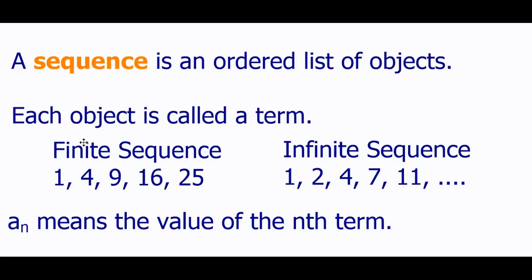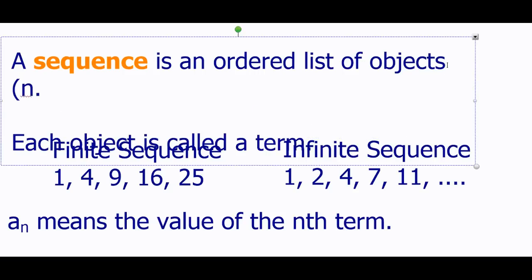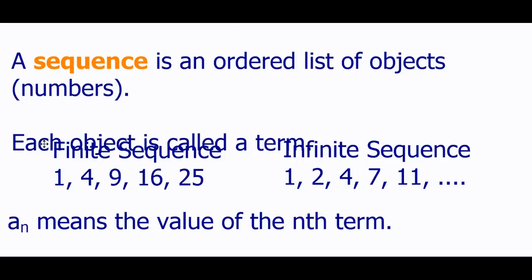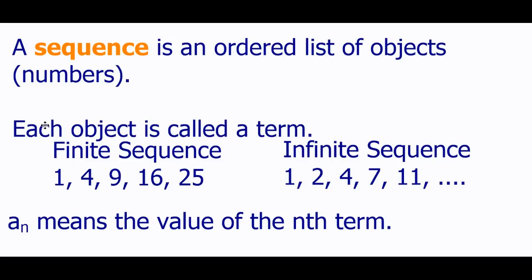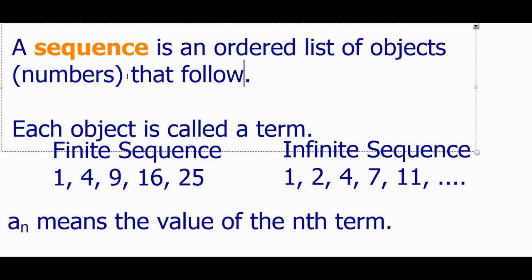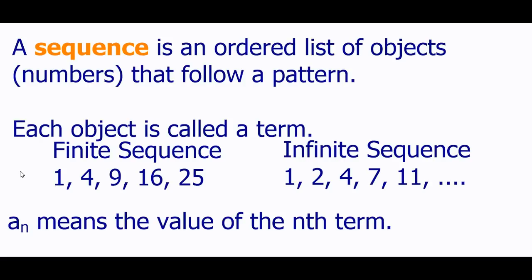So first of all, we want to define a sequence. A sequence is an ordered list of objects, and by objects here, we mean numbers. What's really important is that these objects follow a pattern of some sort. It doesn't have to be really obvious. It could be you're adding 1 every time. It could be you're adding 2 every time. It doesn't really matter what the pattern is, it's just that there is one.